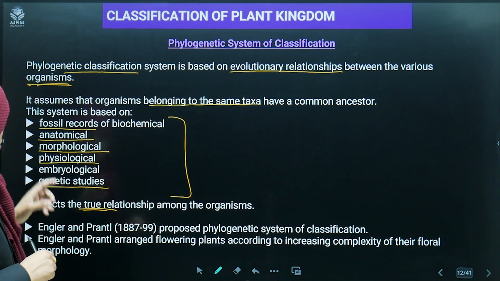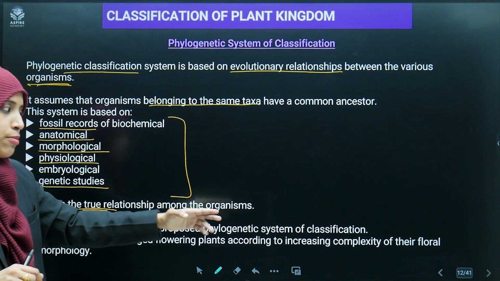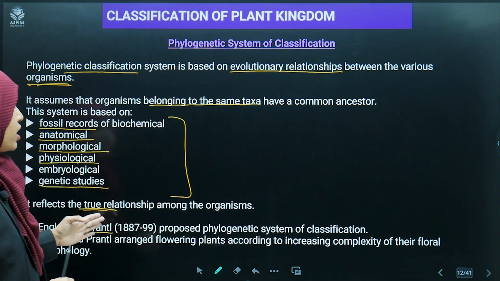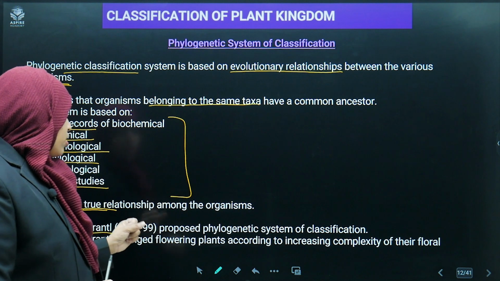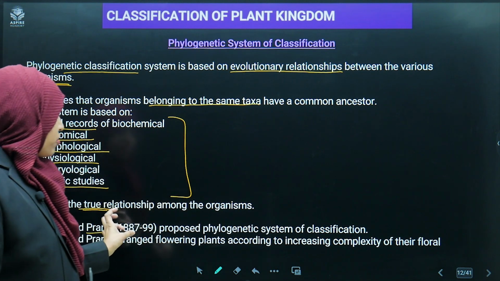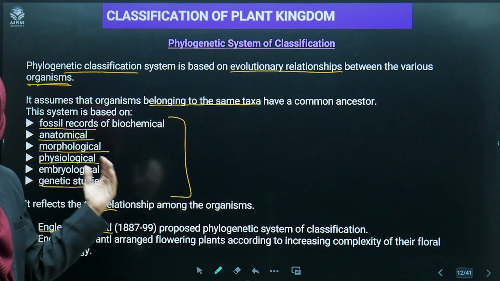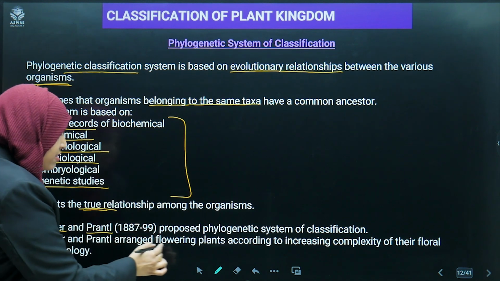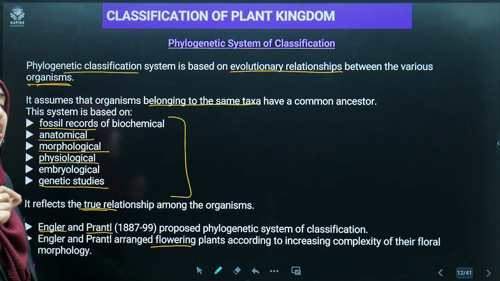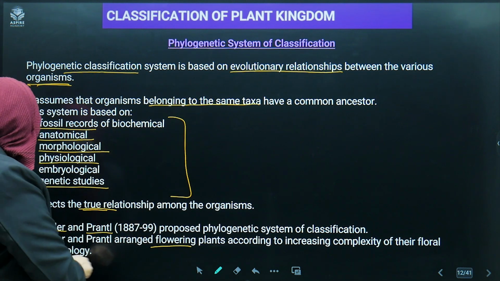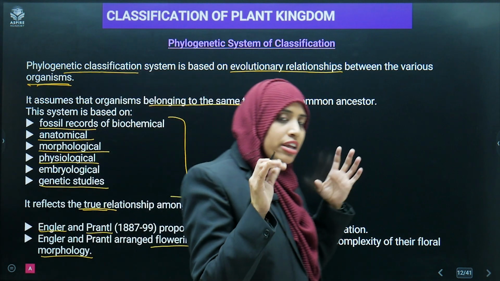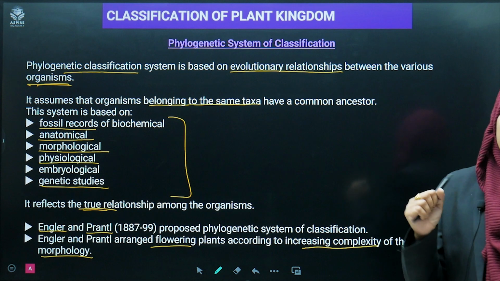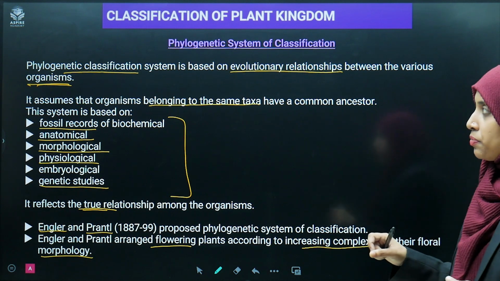Okay, so this phylogenetic classification system, who has proposed this? Engler and Prantl. ठीक है, in the year 1887, this is the whole life span है उनका. The scientists, they have proposed. Okay, so Engler and Prantl arranged the flowering plants according to increasing complexity of their floral morphology. तो flower के structure में जिस तरह से increasing complexity आ रही थी, उस basis पे they have classified.